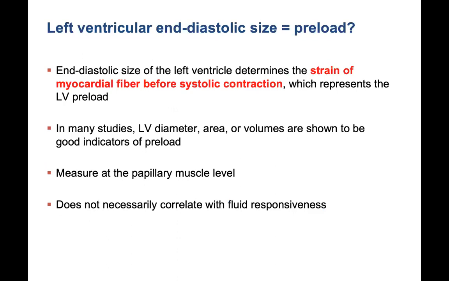Now we're going to talk briefly about left ventricular end diastolic size as a potential marker of preload. End diastolic size of the left ventricle determines the strain of the fibers before systolic contraction, and it can represent the LV preload. It's not a great indicator, but some studies do show that the diameter or the area or the volumes can be indicators of preload. When we measure this, we'd want to measure at the level of the papillary muscles, so that mid-ventricular short axis view or long axis view, at that level just past the mitral valve. And again, it doesn't always correlate with fluid responsiveness. So sometimes it can be helpful, but not always.